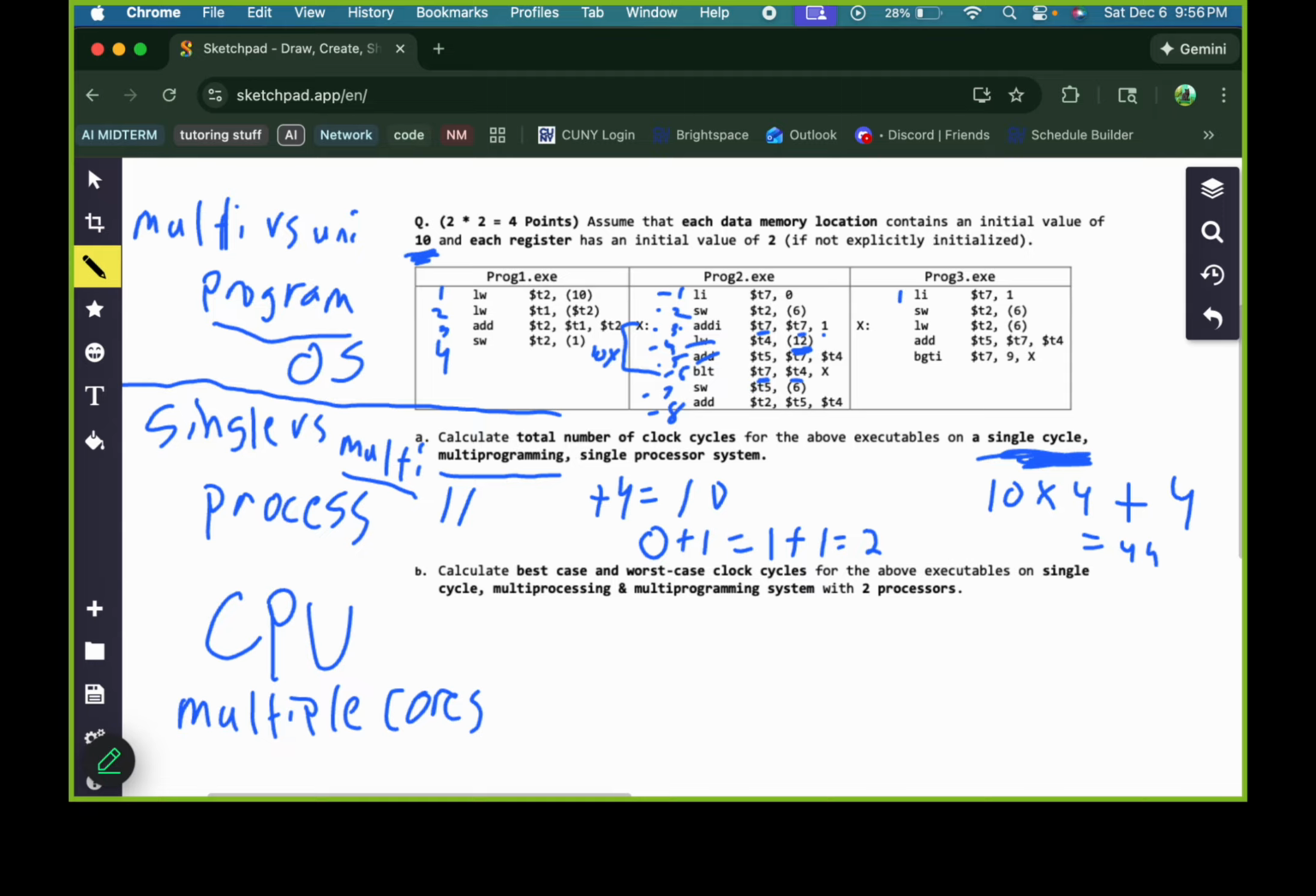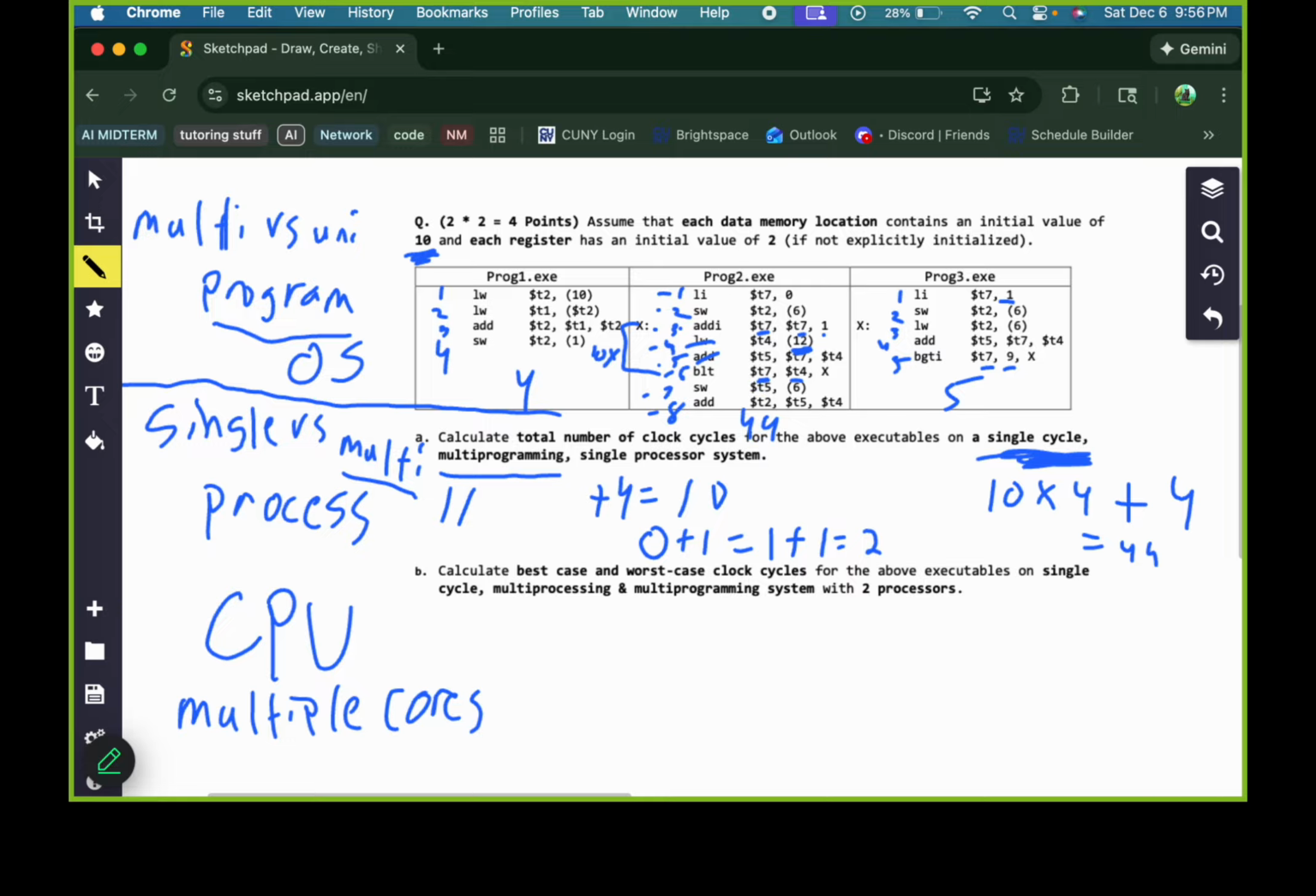Okay, we're going to do 1, 2, 3, 4, 5. There's a branch here. This branch is saying branch on greater than if T7 is greater than 9. Well, we know T7 was initialized at 1 and it was not changed throughout. Therefore, 1 is definitely not bigger than 9. We don't continue through it. This is only 5. So this is 5, this is 44, and this is 4.